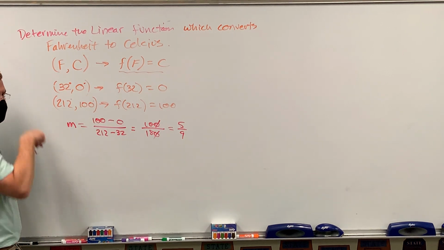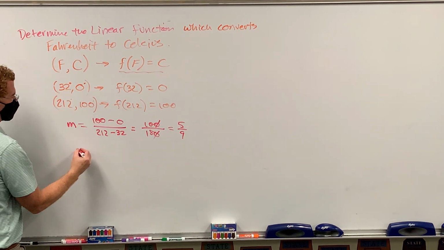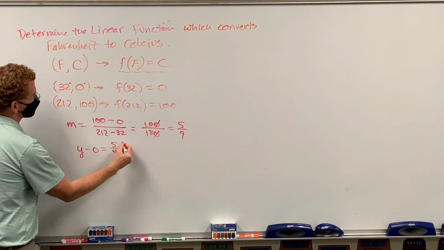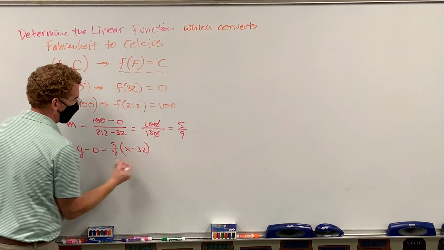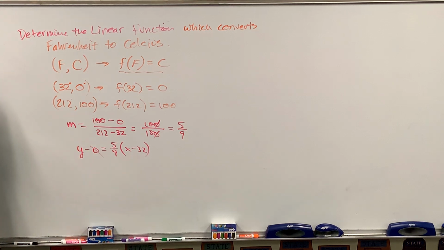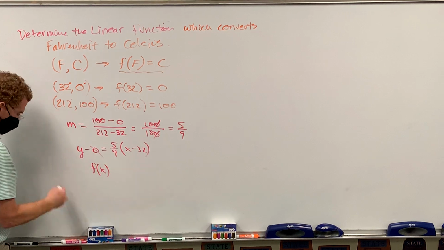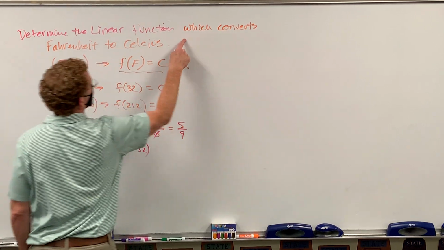Which one do you want to use? 0, 0. I really like that one, yeah. So y minus nothing equals 5/9 x minus 32. And the great thing about that is I don't have to add anything to the other side, do I? Nope. So my function would be f if you used x and y, but I didn't say use x and y. I just said find an equation.